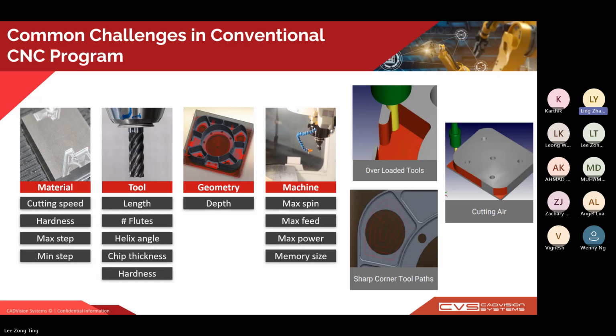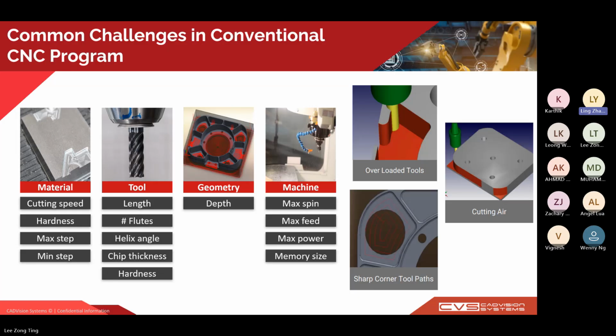And third factor is basically the geometry. What is the depth of cut? If today I have a 20mm cut, should I go straight to cut everything, or should I divide it into a two-step operation or four steps? And last but not least, the last factor is the machine. So what's the maximum speed and feed that my machine can take? What's the maximum power I can supply? What's the memory size that is allowable for my CAM program?